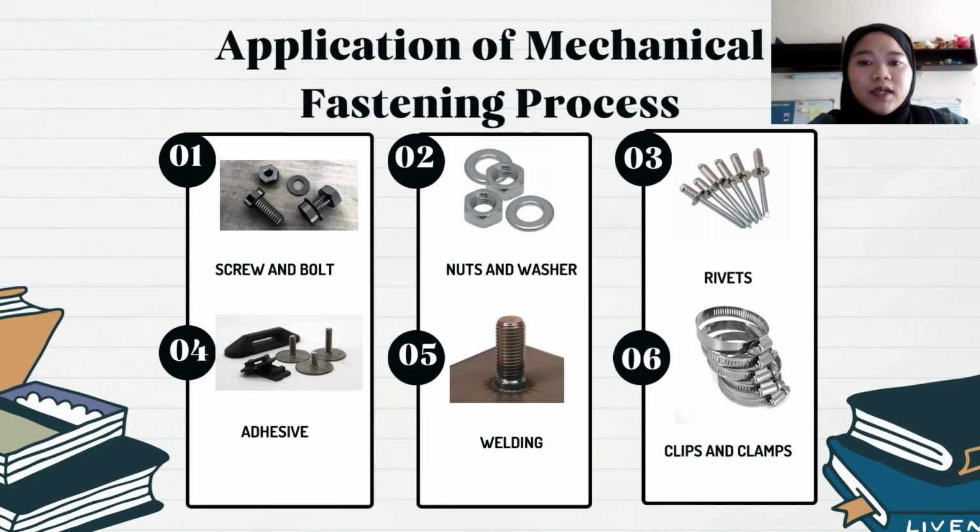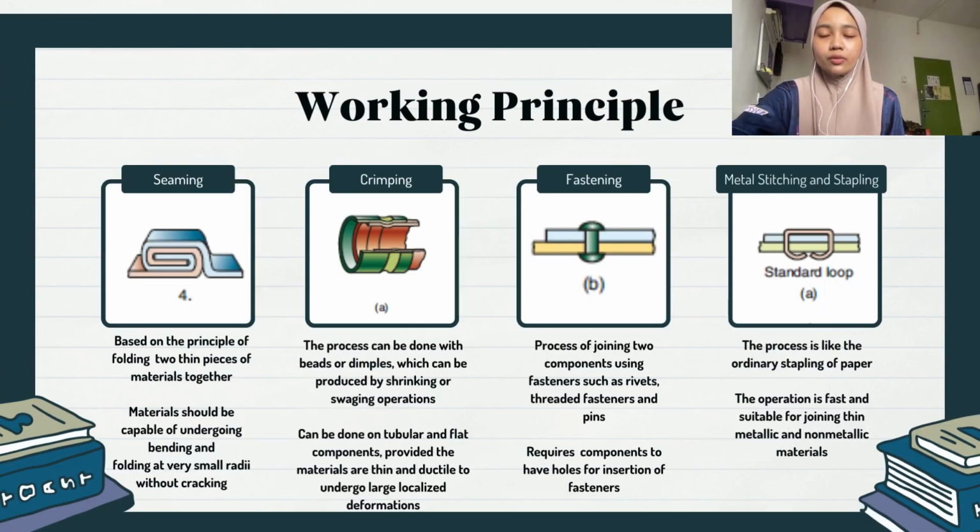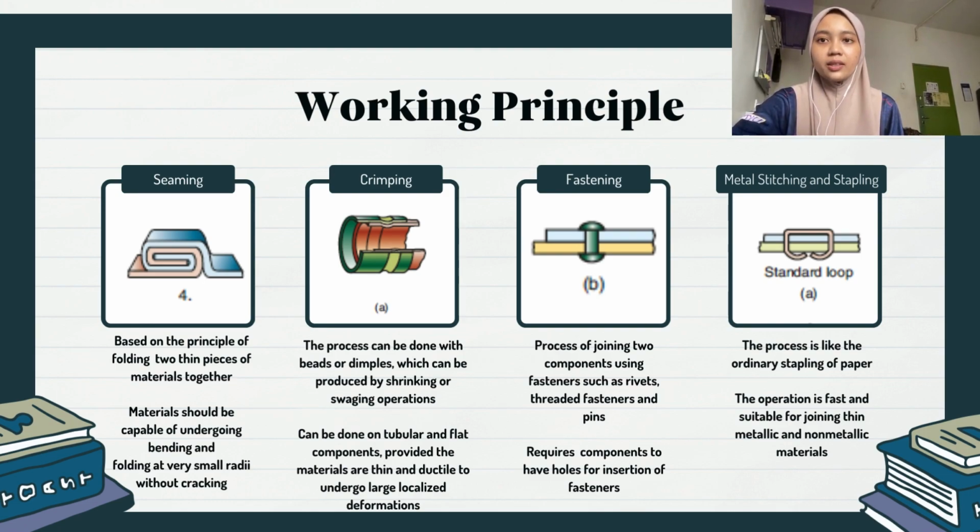Next is the application of mechanical fastening process. There are 6 applications: screw and bolt, nuts and washer, rivets, adhesive, welding, and clips and clamps. We know that there are a lot of famous methods of fastening that have been applied in industry, and some of the famous are seaming, crimping, fastening, metal stitching and stapling that I'm going to present today.